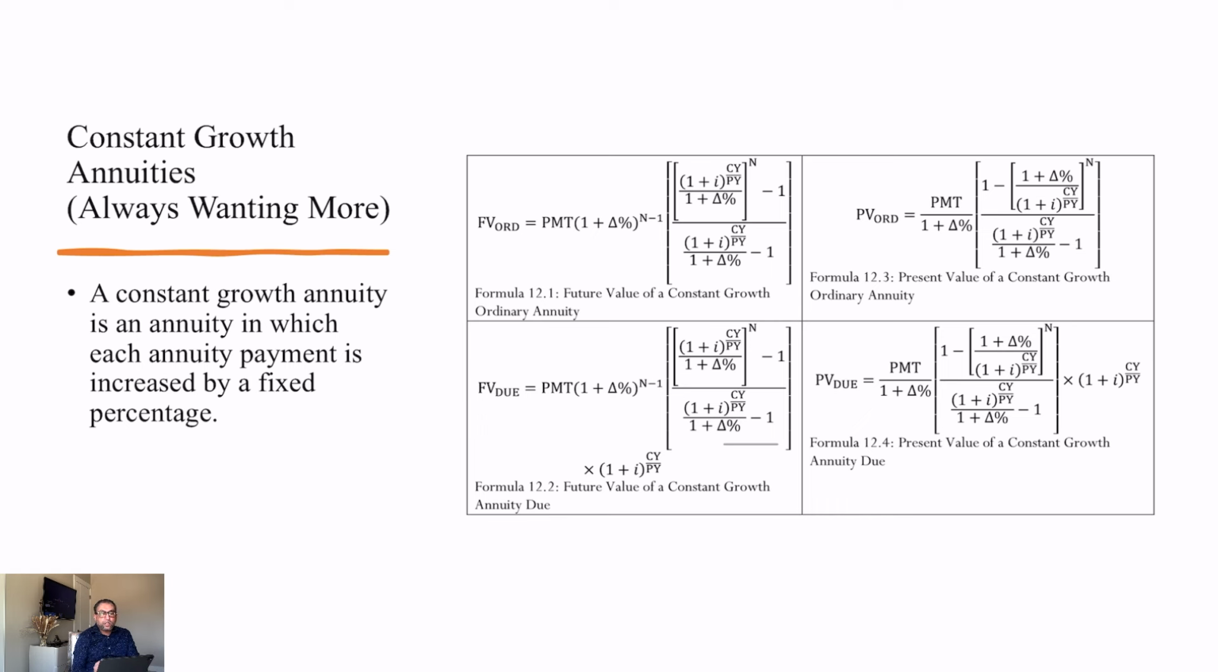So the formula is changing, and you see here I presented all 4 formulas. This is future value ordinary, future value due, present value ordinary, present value due. The main change in these formulas compared with the other 4 formulas is this percentage change, and this is the rate of change in the annuity.